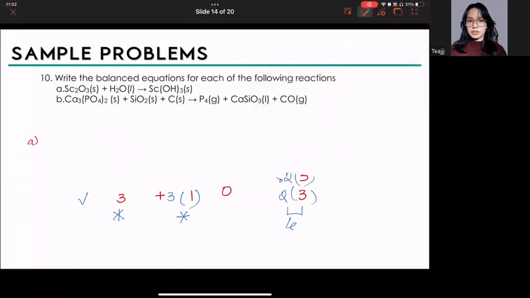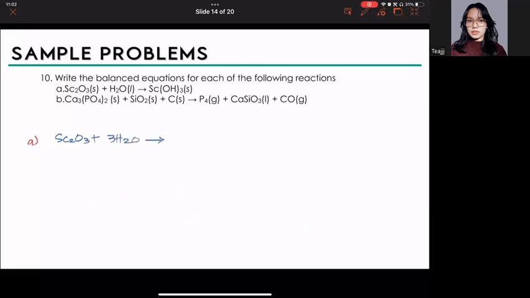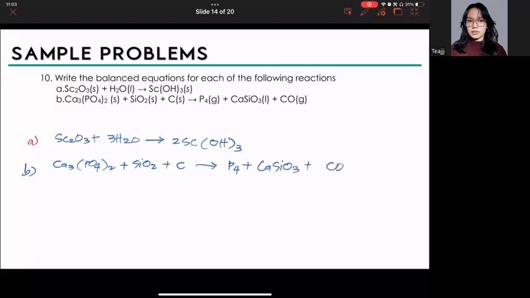So, your final answer for letter A should be Sc2O3 plus 3 H2O gives you 2 Sc(OH)3. Okay? And then letter B, you have calcium phosphate plus silicon dioxide plus carbon gives you phosphorus plus calcium silicate plus carbon monoxide.